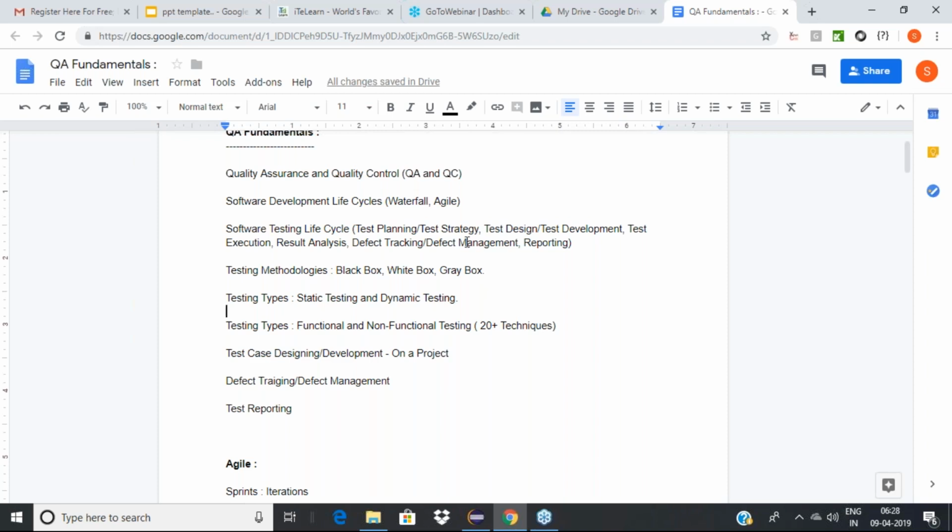So we're going to talk about test planning or test strategy, and then we'll understand what test design or development is. Here, basically, it is writing the test cases, creating test scenarios first. Based on the user story given to you, you will come up with different user scenarios, how this feature is going to be used.